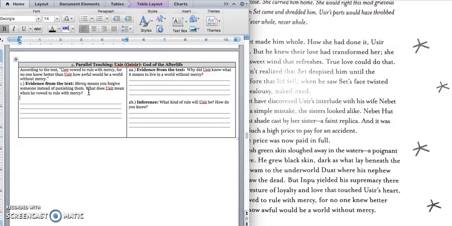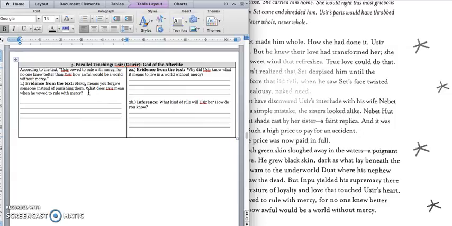If Usir is the god of the afterlife, that means he judges the human hearts against the feather. And if the heart is as light as a feather, that means the person lived a good life, and Usir lets them go into the afterlife. But if the heart weighs heavier than the feather, that means they did not live a balanced life and they feed their heart to Ahmet and they don't get to go into the afterlife. And so ultimately, Usir is the judge of who goes in and out of the afterlife.